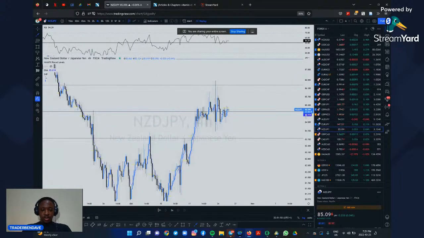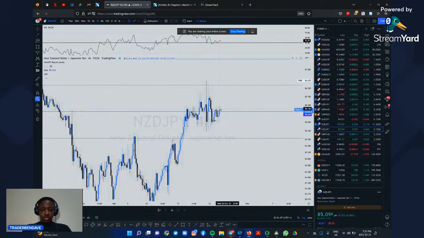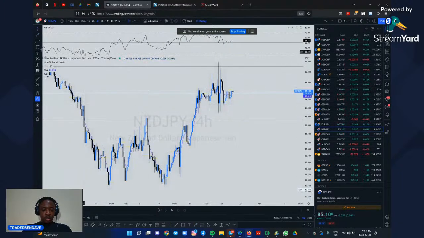This looks like a very interesting pair. This could drop for the news, but I don't know. I might or I might not trade the news. Well, this is what we have here. Bigger picture, 4 hour. This is what we have.